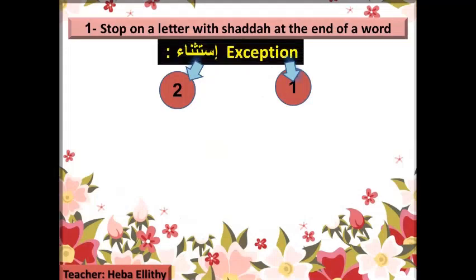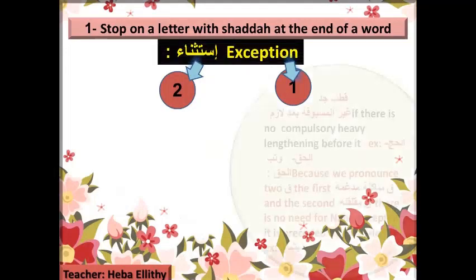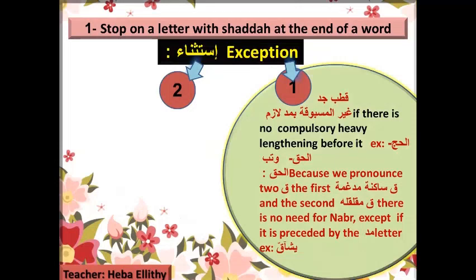Very quickly, I will put the exceptions in front of you with every detail in two big drawings here. First exception is in the letters of قطب جد, الحروف المقلقلة, letters of qalqala. If there is no compulsory heavy lengthening before it, if there is no مد لازم before it, for example the words الحق, الحج, وتب. It's very clear it's two letters. I don't need to make nabr to show it. The word الحق as an example, because we pronounce two qaf. The first one is sakina, merging into the next qaf, and the second qaf is qaf muqalqala, qaf with qalqala.